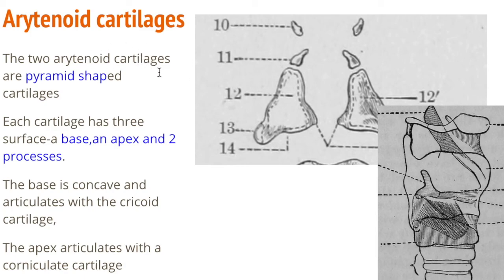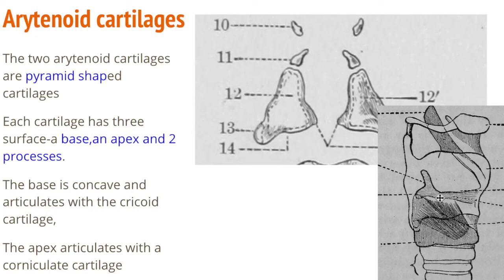So the arytenoid cartilages are pyramid-shaped paired cartilages. Okay, so you can see it in this diagram. They're pyramid-shaped and they have three surfaces: a base, an apex, and two processes, which are the vocal process and the muscular process. So if you see it in the lateral view, this is what you would see. It's got an apex, a base, and from here they are extending two processes, which are the vocal process and the muscular process. Okay, so this makes it a very important organ of voice production because of its movements, which I'll discuss in the next slides, right?